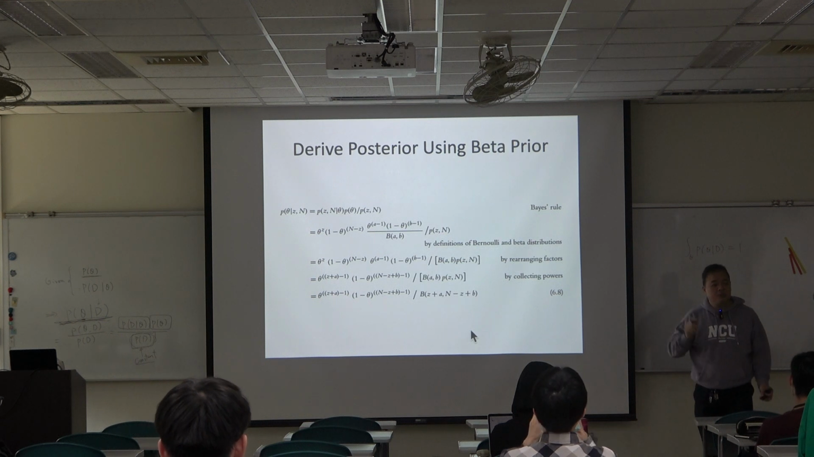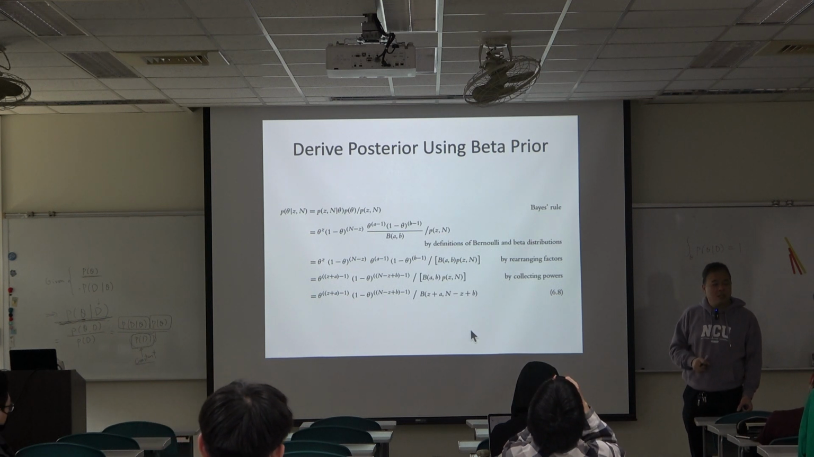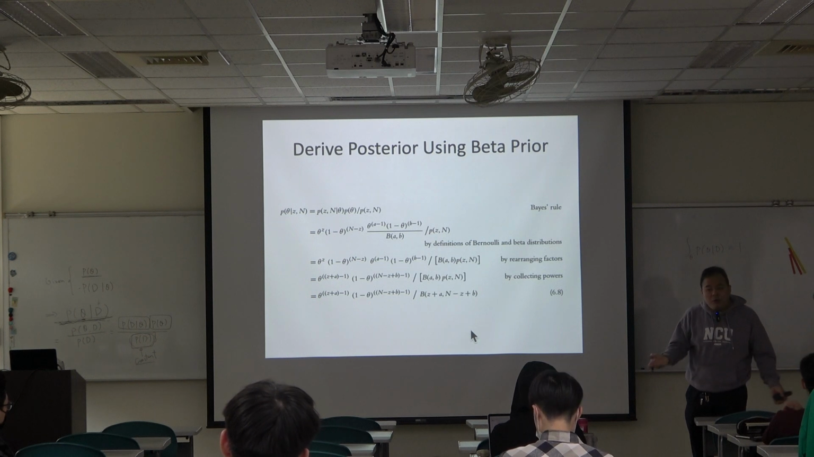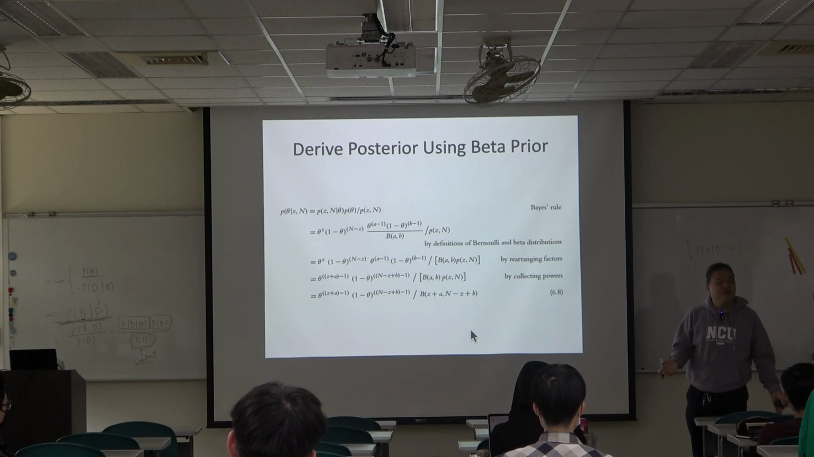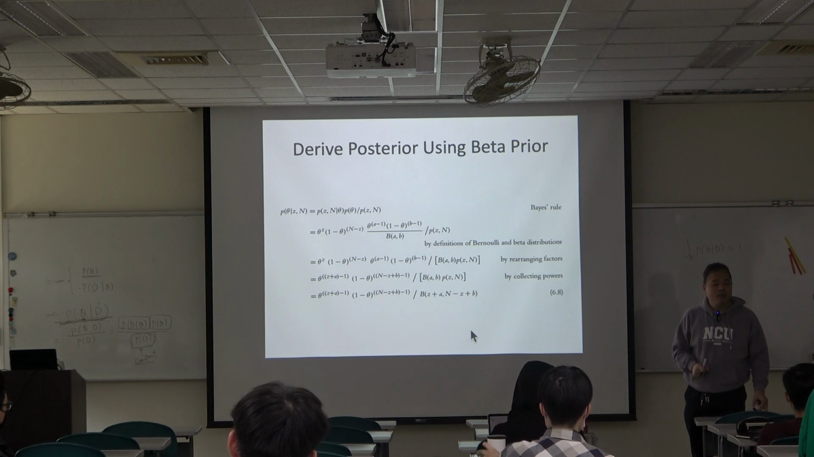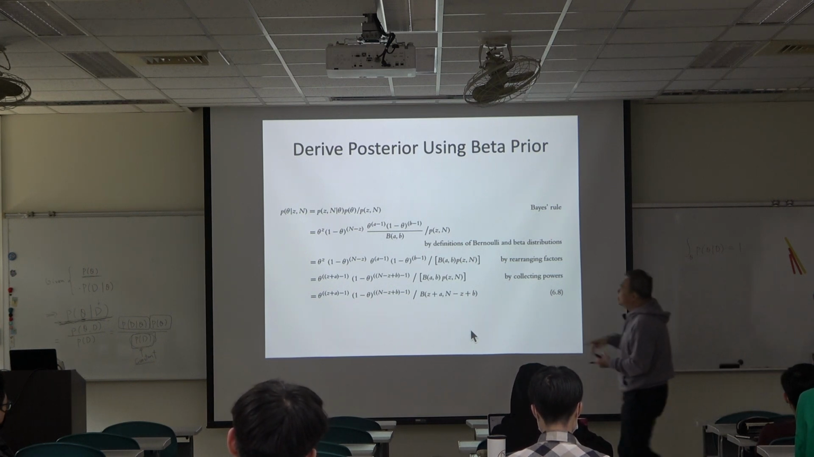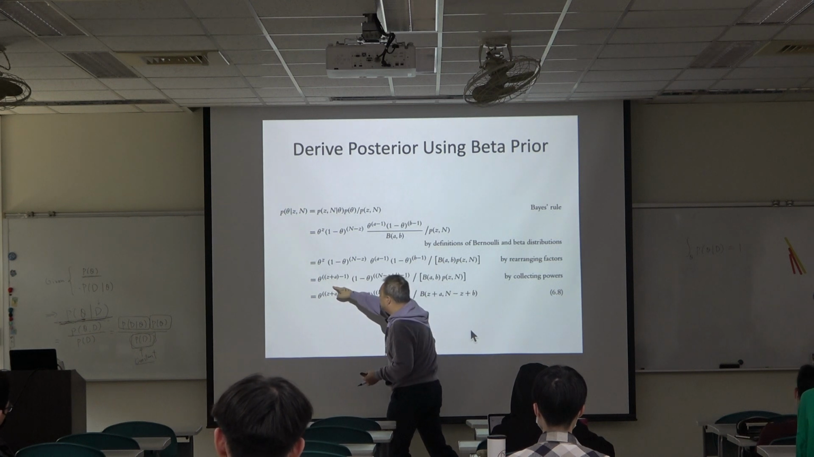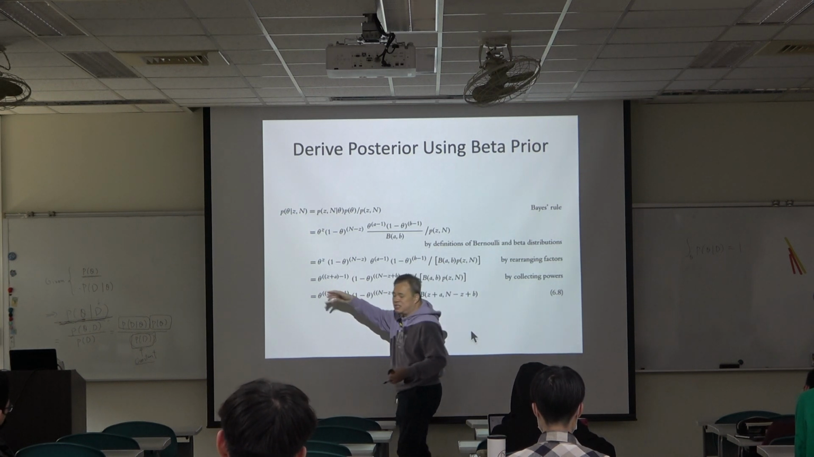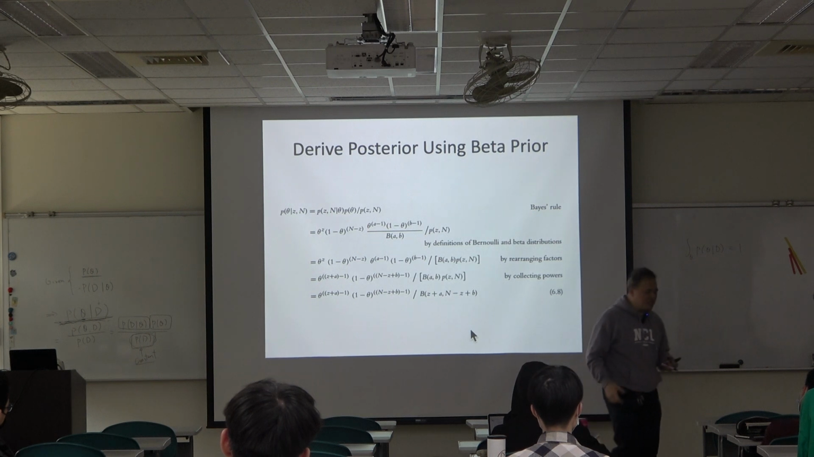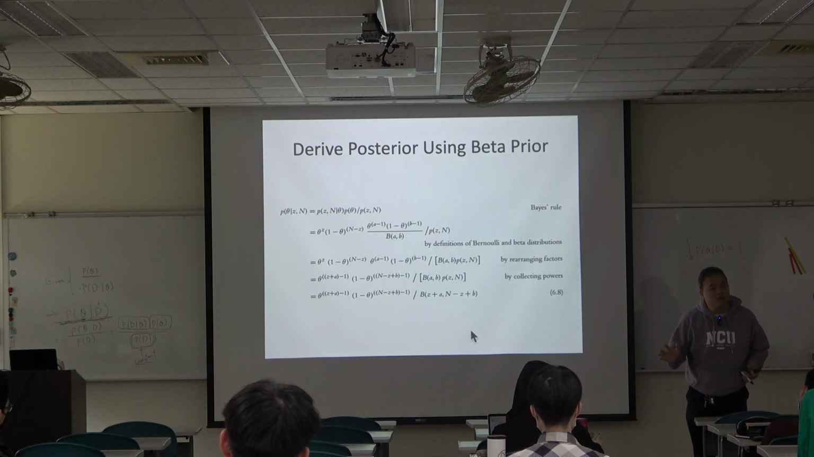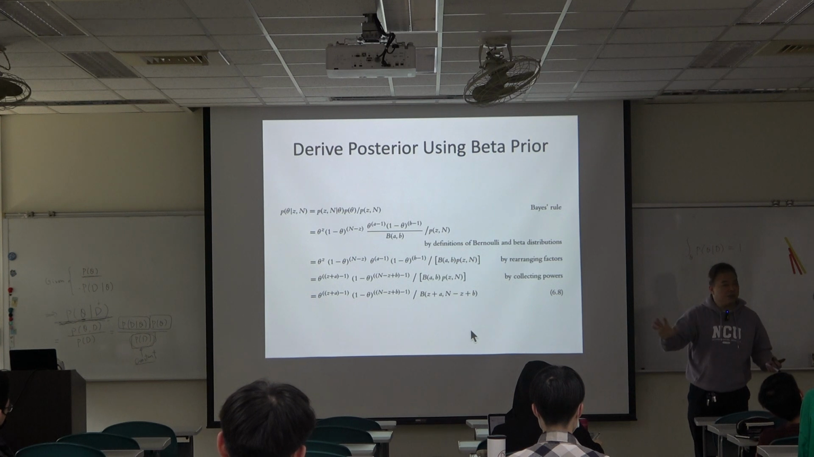Anybody has a question with this formula? We know the posterior is a distribution over theta, right? This formula looks quite lengthy and complicated, but we know it represents the posterior distribution. Nobody has a question about that, right?